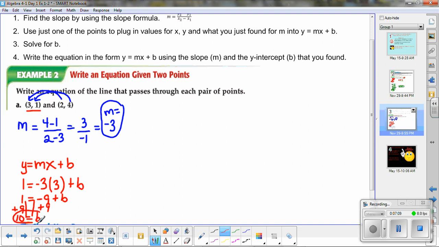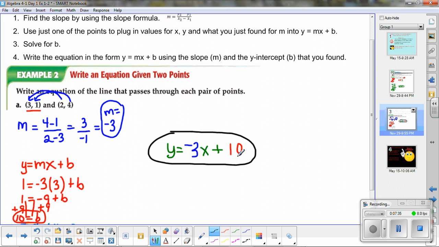Now that we know what m is and what b is, we can write our equation of y equals mx plus b, which we found to be 10. So y equals negative 3x plus 10. We just replaced the slope, which we found to be negative 3, in place of m, and 10, which is what we found for the y-intercept. That's replacing b.